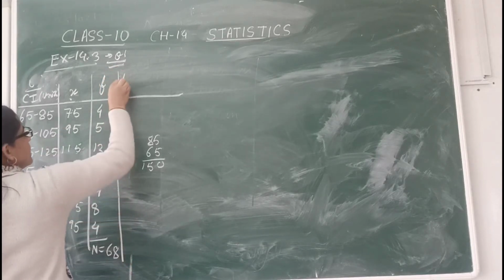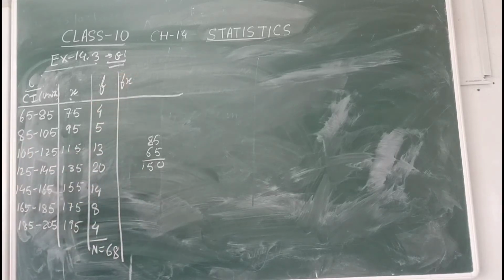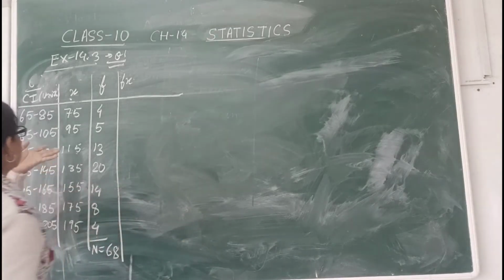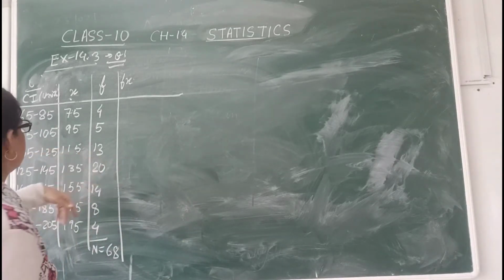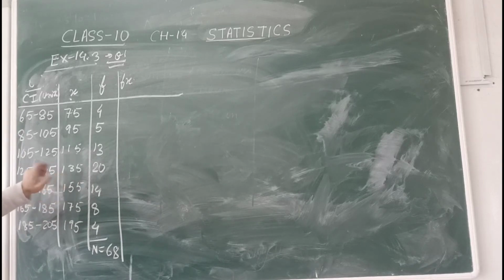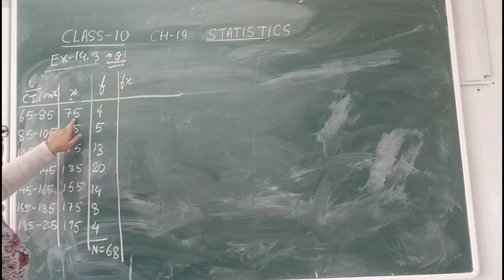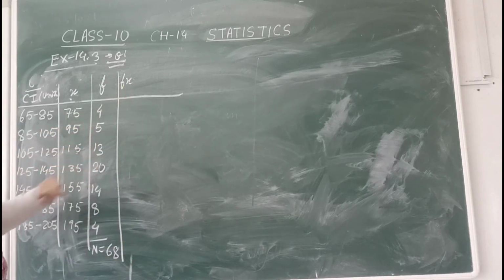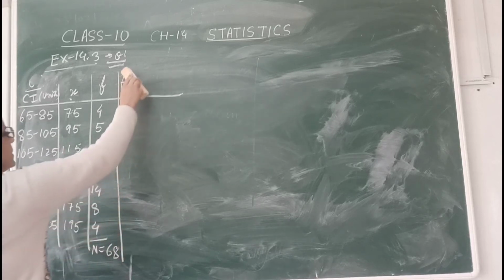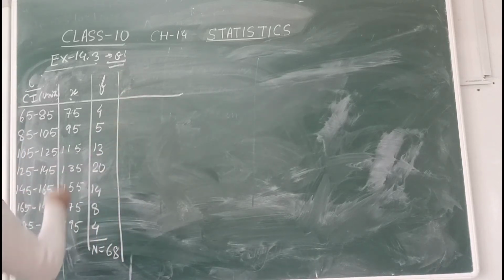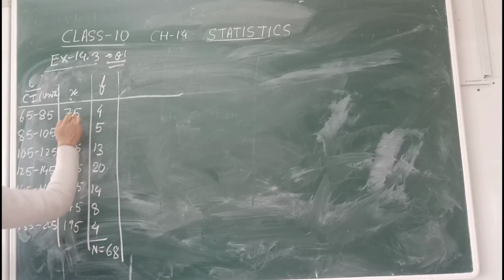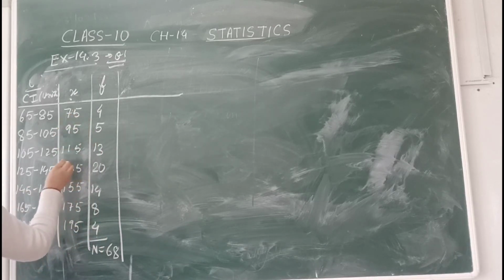Now the fx column. Very large numbers are coming, so instead of fx we can go to the assumed mean method or step deviation method. I am going to step deviation method because multiplying 75, 495, 500, 15 into 3 will take time. So better let us go to step deviation method. So let us assume a mean. I will be assuming one in between. So I am assuming the mean as 135.